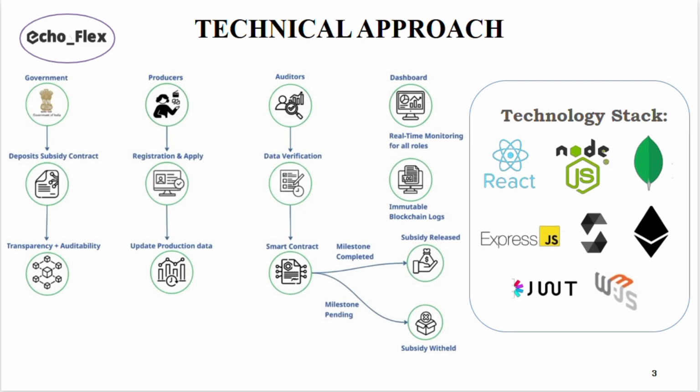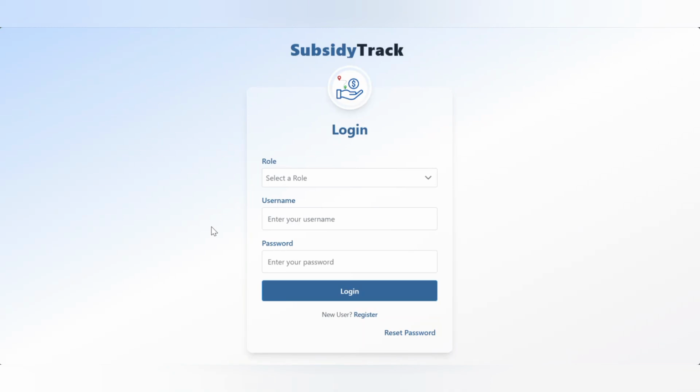So let's have a closer look at the product which we have made. We have named our portal SubsidyTrack. This is its login page. We have three roles in it, as I have mentioned earlier: government, auditor, and producer. First of all, government will create a contract, which is basically a subsidy. Then producer will apply for it, and when it is assigned a subsidy, he or she has to submit the proof, and auditor will verify. After it, the money will be transferred.